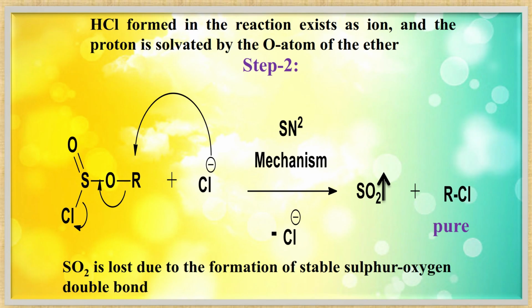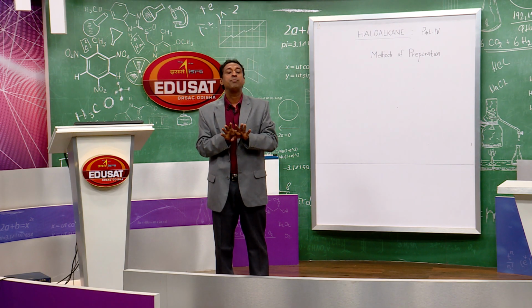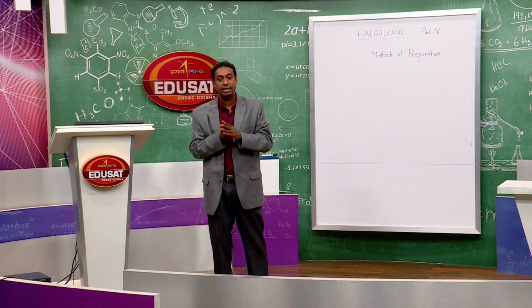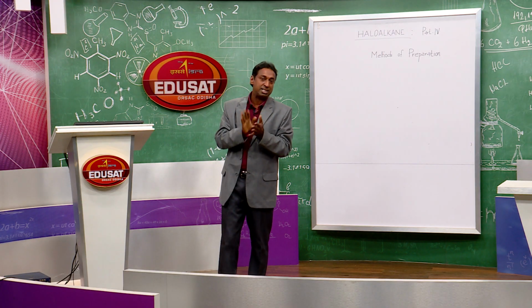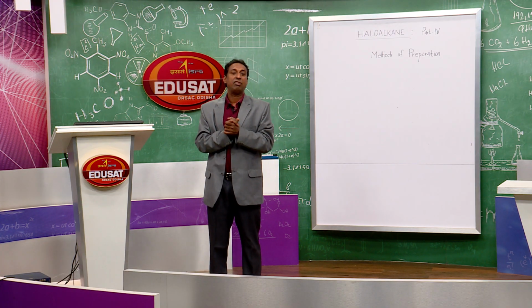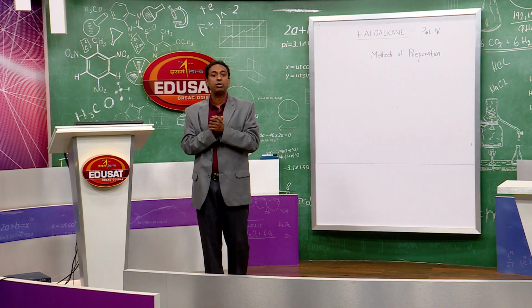This is the best method till now of what I have discussed, because the byproduct SO2 is a gas, and hydrochloric acid is also a gas, or if you are using any solvent, then it is in the solvated form. So, the preparation of alkyl halide is in purest form, or Darzens method is used to prepare a very pure alkyl chloride.